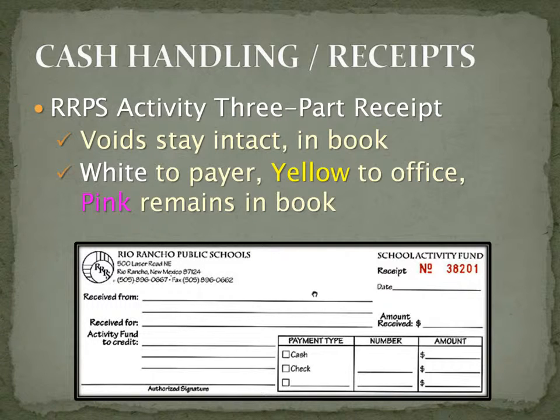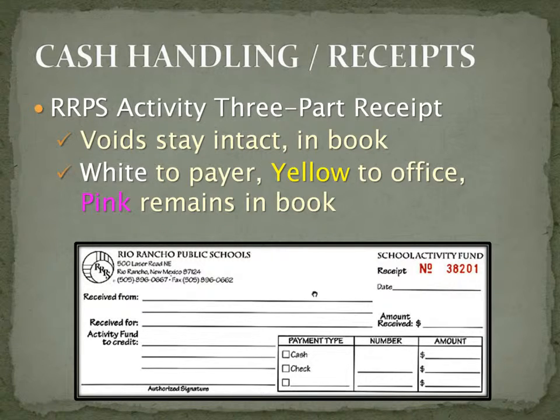Activity 3-Part receipts must be completed in triplicate as follows. The original copy, white, is given to the payer. The second copy, yellow, together with the monies collected, must be remitted within 24 hours of receipt to the secretary or bookkeeper. Money and receipts must equal. The secretary or bookkeeper shall review for accuracy and issue an office receipt.